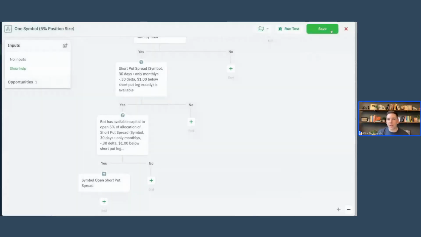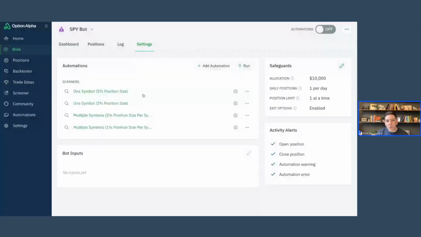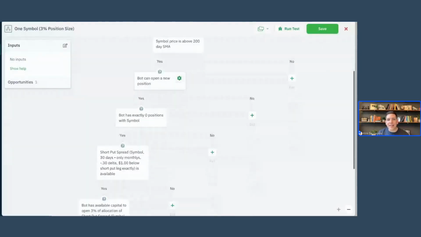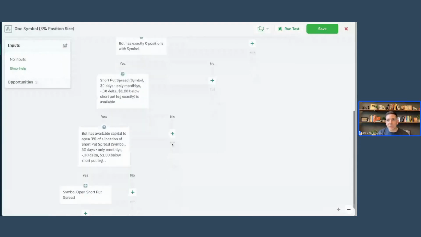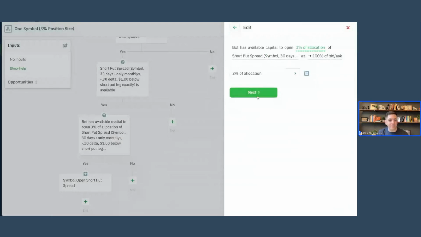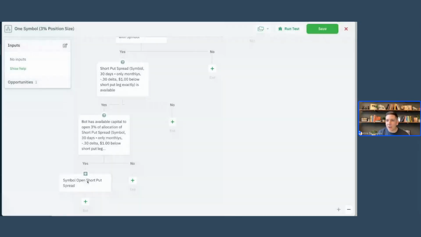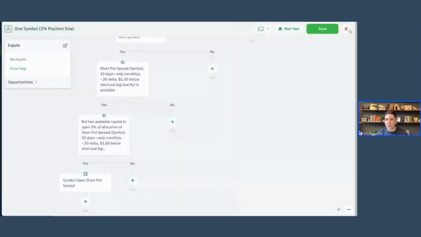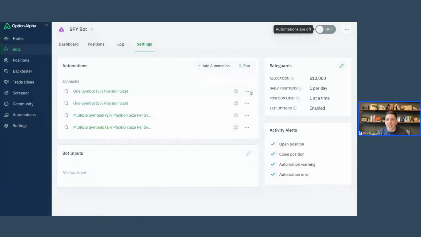Let's do a 3% position size. A 3% position size is no different than 5%, except the only thing I did in this automation is change the allocation from 5% to 3%. That's it. I did nothing else. I just moved the one allocation field here to 3%, and I moved the one allocation field here to 3%. Now watch this. Let's do some testing on this, okay? I built these. These are one and the same, except one uses 3 and one uses 5.